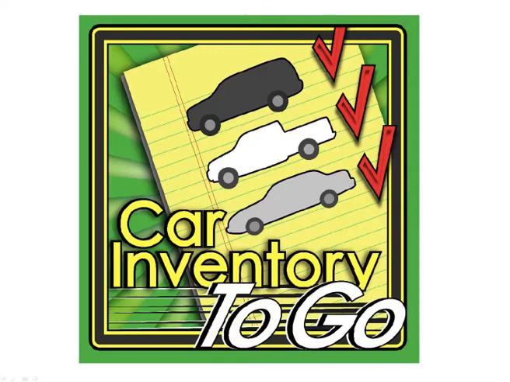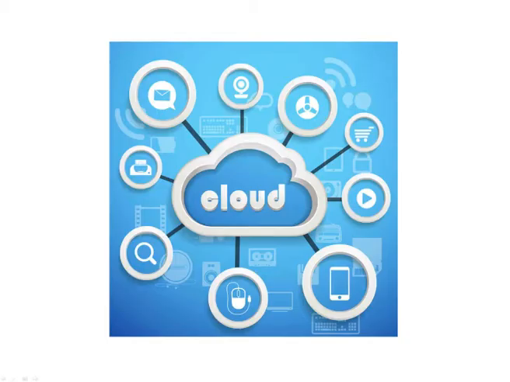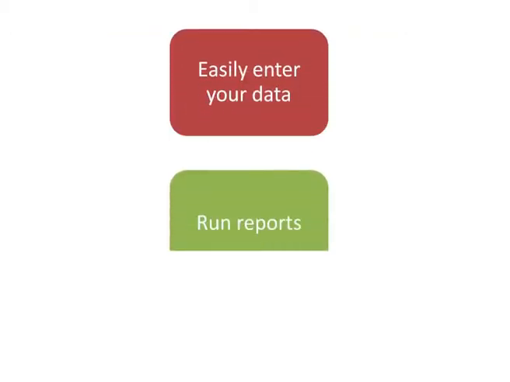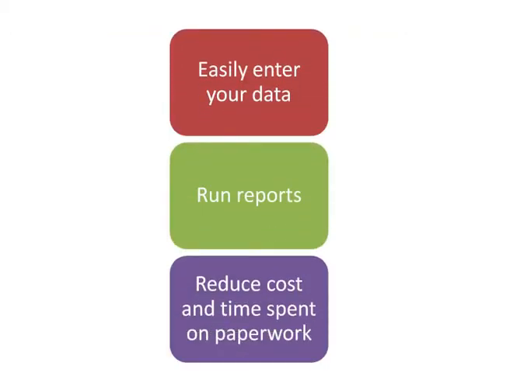It allows you to enter your data easily in one centralized place so that anyone at your company can access the same information instantly. Car Inventory to Go has three main components: easily enter data, quickly run reports, and reduce costs and time spent on paperwork.